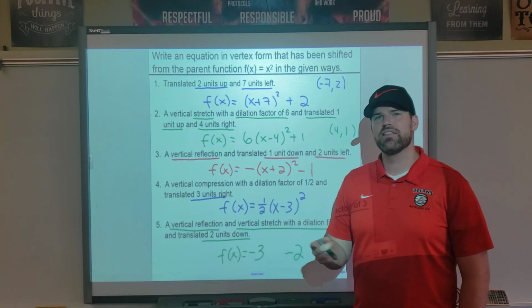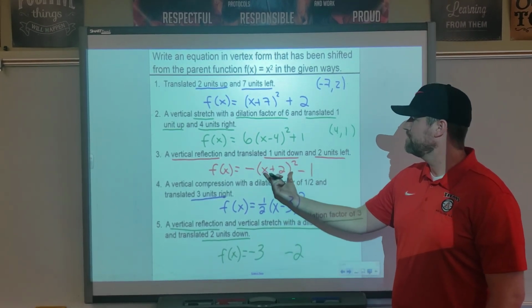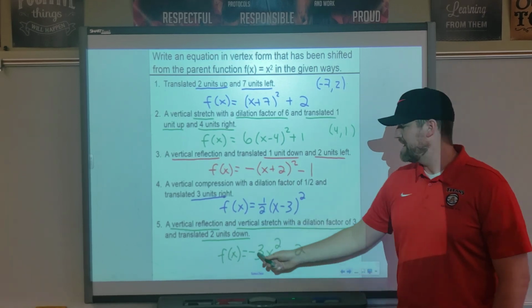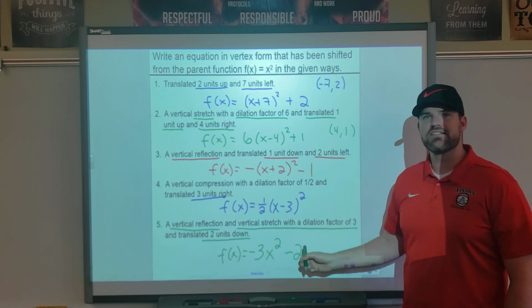But there was nothing about left and right. So I don't need to put the parentheses. I can just put x squared. So -3x squared -2.